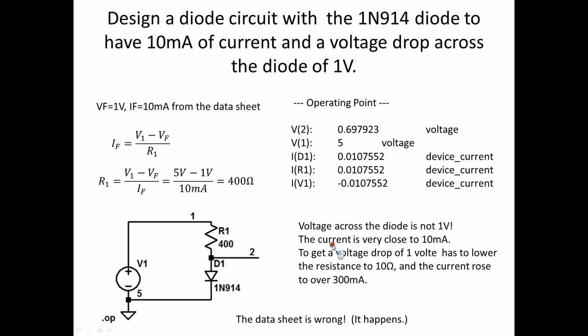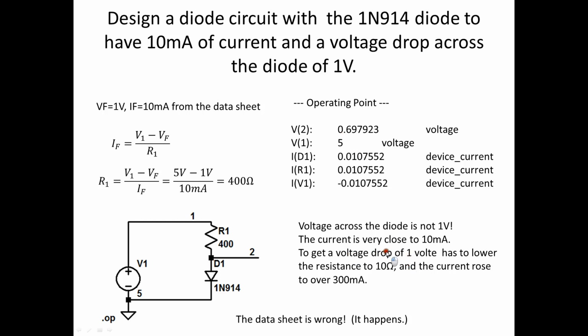So then I run it. And what do I get? I get V2 of 0.697 volts. So this V2 would be VF. They're supposed to be the same. Okay, I could easily put a label here of VF. Now the current is good. It's very close to 10 milliamps, but the voltage is certainly not 1 volt.